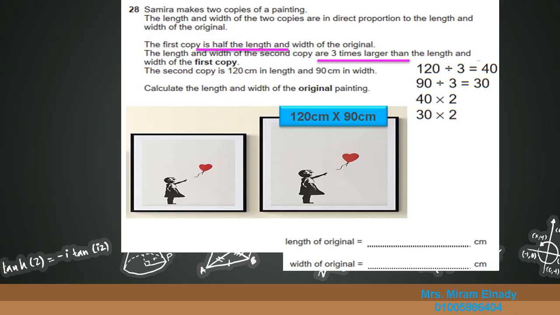Then we need to multiply by 2. We are using here inverse operation. It's written half, so instead of half, it will be multiplying by 2. It said 3 times larger, so instead of multiplying by 3, we will divide by 3. So 40 times 2 will be 80. 30 times 2 will be 60. So the length will be 80, and the width will be 60.